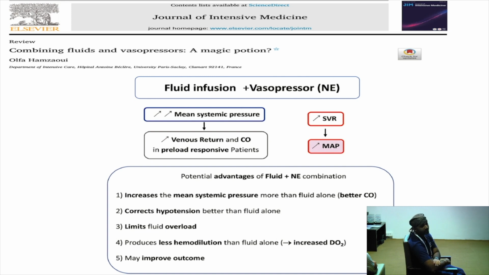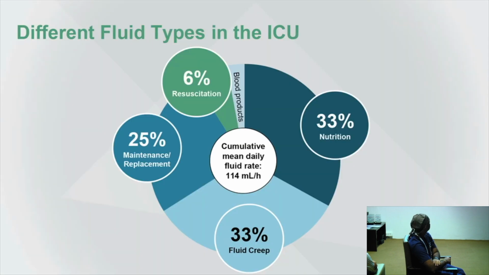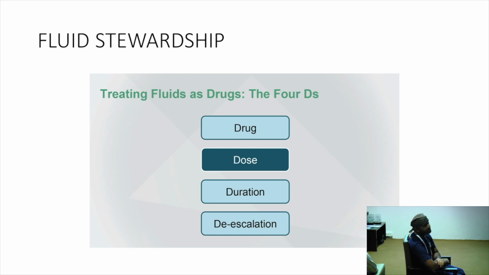It may improve outcome. It's not yet proven. Still you need to do a lot of studies. Look at this slide. 6% is only the resuscitative fluid. 25% is maintenance, rest all are other fluids, fluid creep, the amount of drugs you give in IV fluids, antibiotics, for example, linezolid has so much of fluids in that, blood and blood products, all these things are adding up to his therapy. So that's why you need to have a fluid stewardship in your ICU.